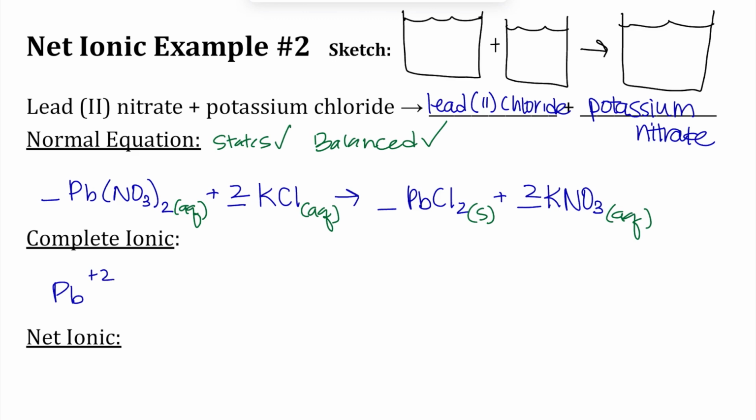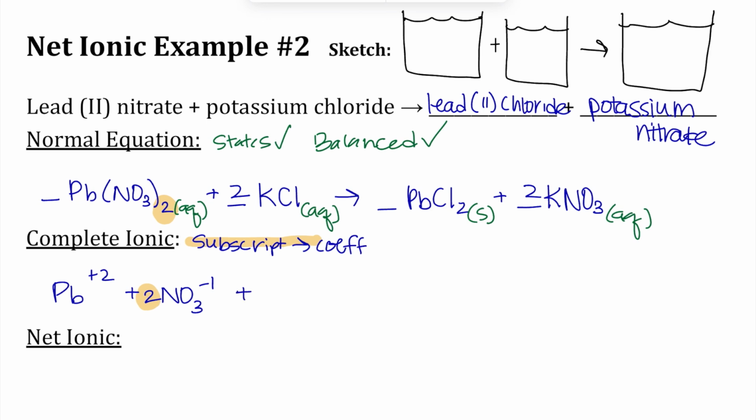So I've got my Pb2+ plus I've got my NO3-, but I have 2 of those. And so with any of these, your subscript is going to become a coefficient now, because we're listing those separately, so that subscript of 2 is now going to become a coefficient. So we're going to have 2 NO3-.